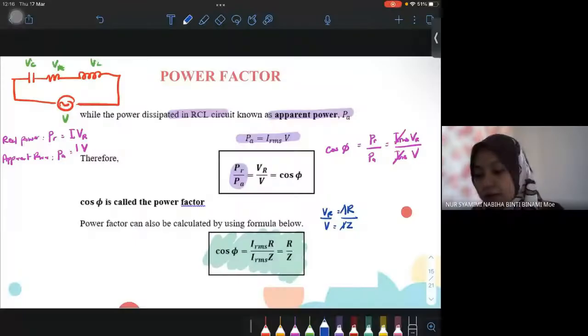Because VR is equal to IR, then V is equal to IZ. So VR divided by Z. Here we can cancel I, and we will get R over Z. Right.